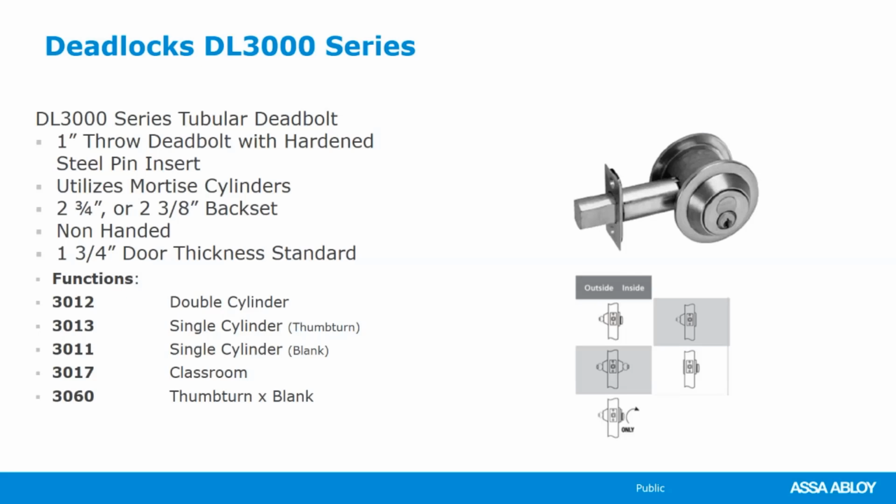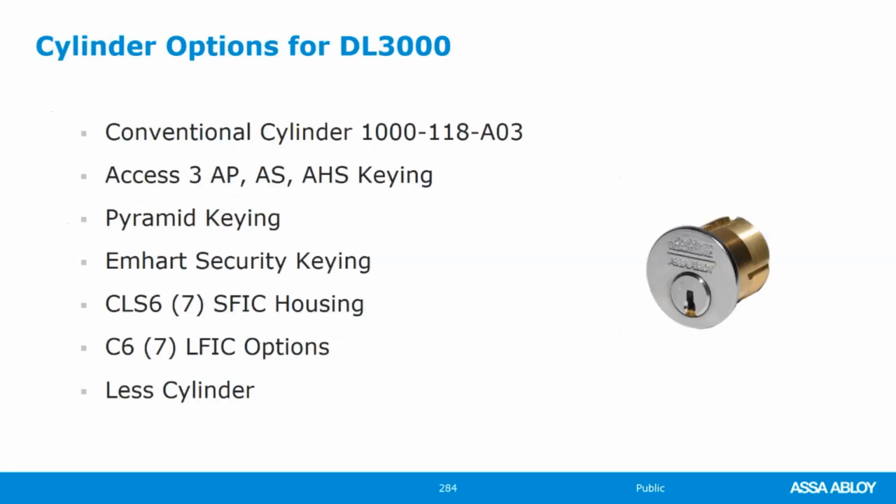Again, the difference between this one and the other one is it uses a conventional mortise type cylinder. If you don't specify, you'll get a 1000-118, which is 1 1/8 inch length, by A03, which is the cam that's required for this particular lock. We can do our Access 3, our Pyramid, our M-Heart. We can do a small format housing. We can do our large format interchangeable core products with our conventional as well as our other products. We can provide this less cylinder, but I will warn you, if you're going to put a competing manufacturer's cylinder into this lock, you have to make sure that they provide an A03 style cam.